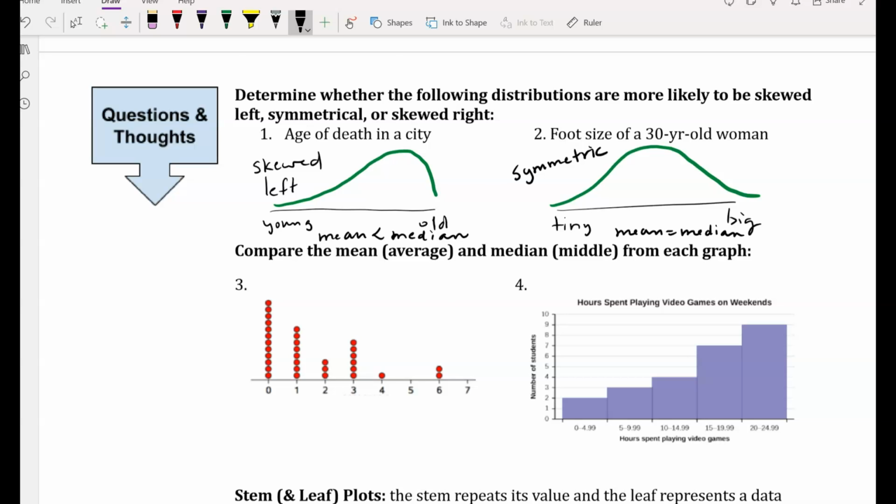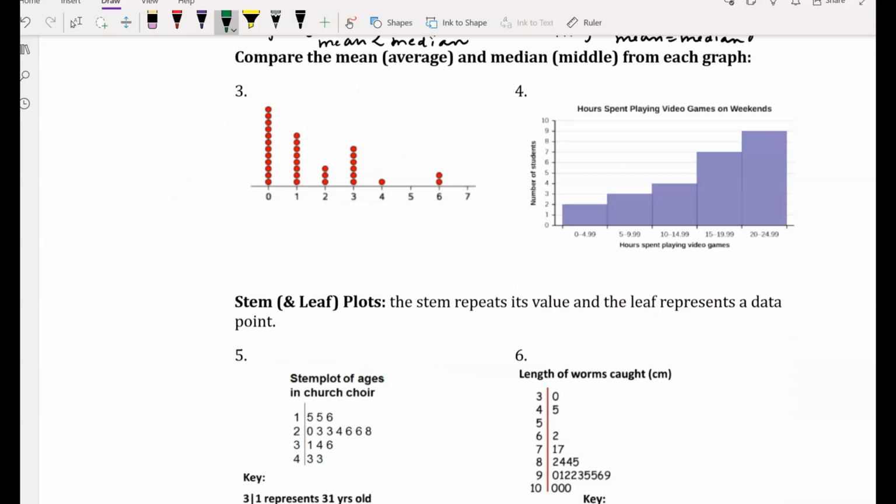On number 3, we have a data distribution graph given to us. It's a dot plot.